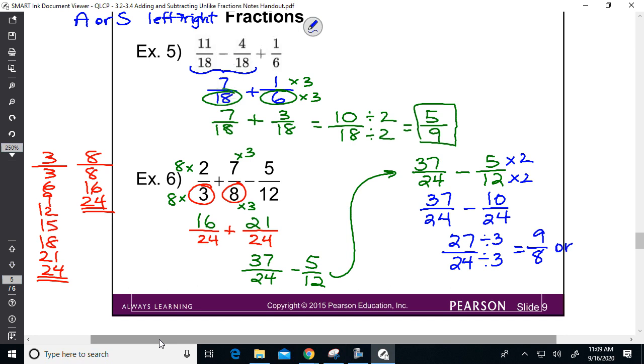So you end up with an improper fraction. If you end up with an improper fraction, if it doesn't make sense, it's okay to leave it like that. It's okay to leave it as an improper fraction as long as you reduce it. Okay. Thank you. No problem. All right. Any questions before we look at mixed numbers?